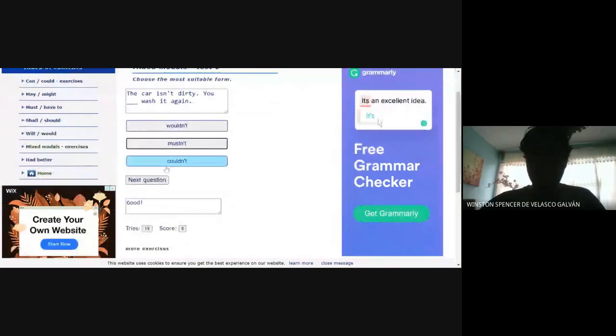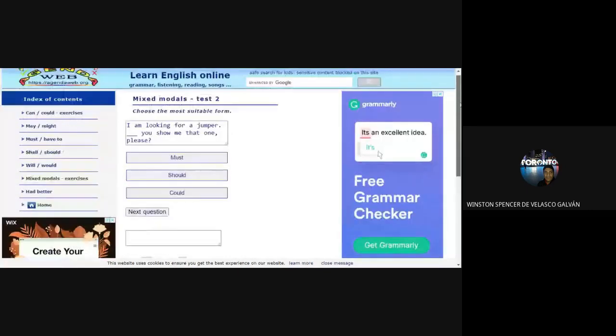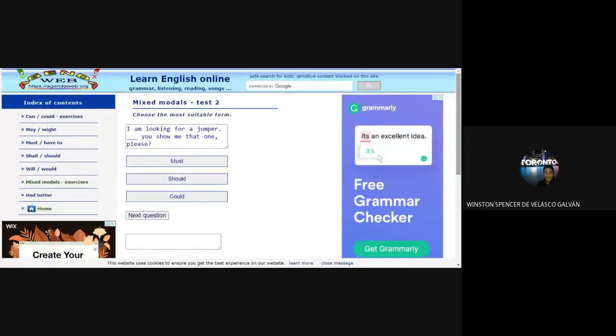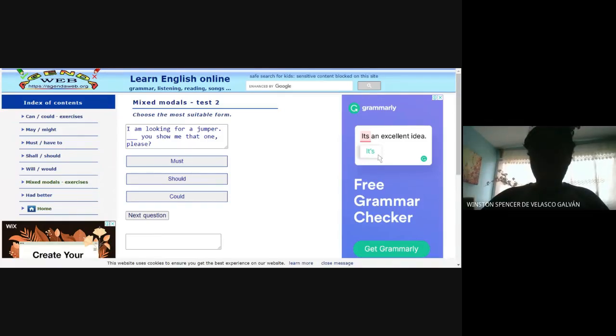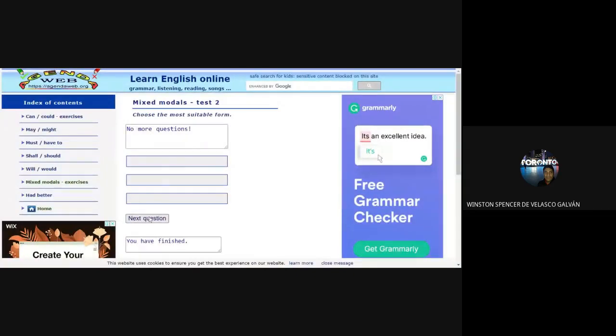And now, we almost finished. The next question is, I am looking for a jumper. blank you show me that one, please? Remember, when we enter a shop, what is the most common phrasal verb that we can use to ask for something? Could. Could? Yes, you're right. Could you show me that one, please? Awesome. Okay, no more questions, and you have finished.